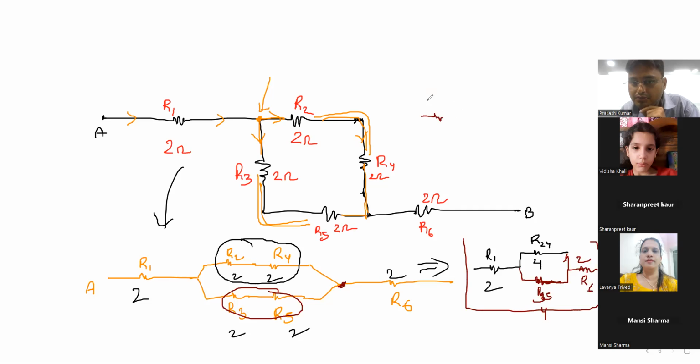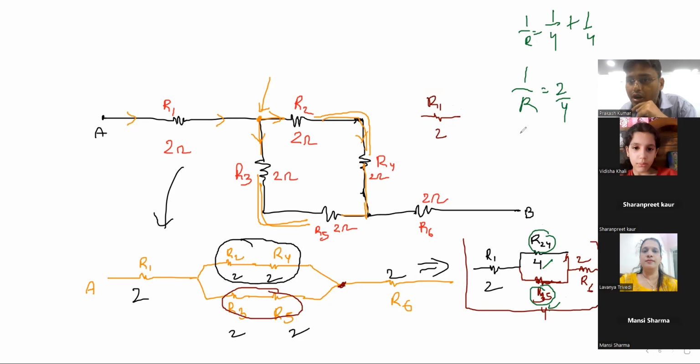Now again, see this R1. This R1 is 2 ohm. Now this 4 ohm and this 4 ohm, R24 and R35, are in parallel. So what will be the equivalent resistance? 1 by R equals 1 by 4 plus 1 by 4. 1 by R equals 2 by 4, or we can say 1 by R equals 1 by 2, or R equals 2 ohm.